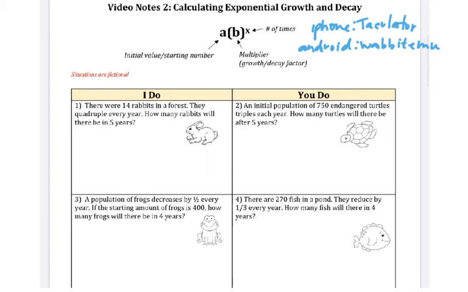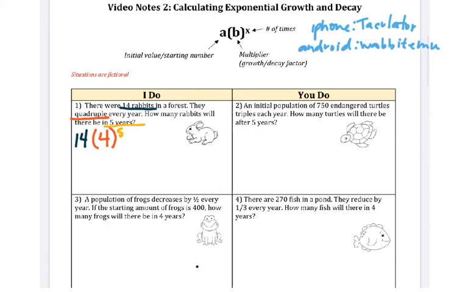Okay, so number 1, it says there are 14 rabbits in a forest. They quadruple every year. How many rabbits will there be in 5 years? Again, A is my starting number. So I start here with 14 rabbits. B is my multiplier. My multiplier is that they are quadrupling. Quadruple means times 4.